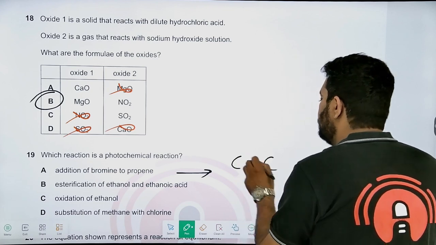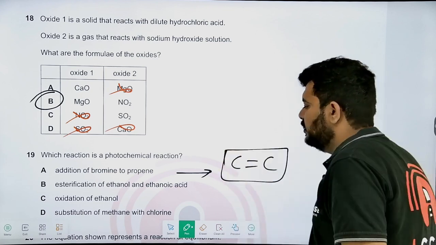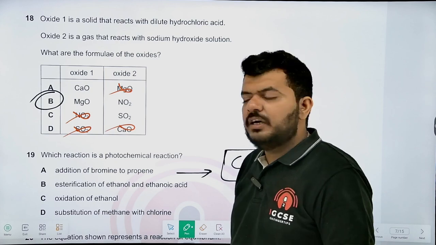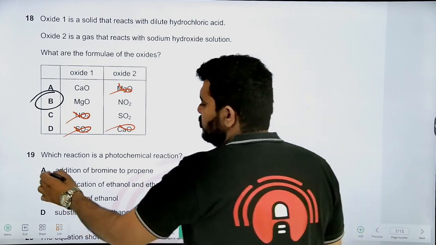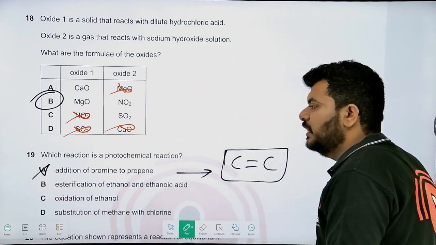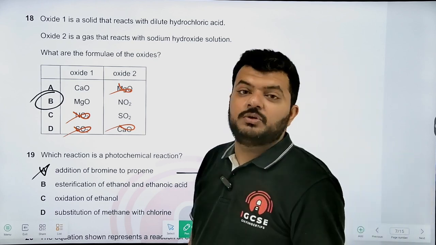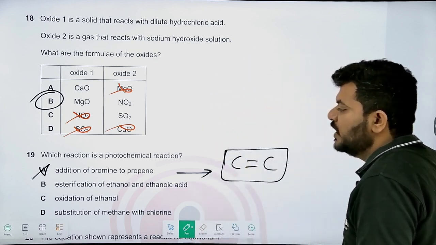This double bond will break anyway because it wants to form a saturated compound. So addition is not a photochemical reaction. I would say substitution will be a photochemical reaction.